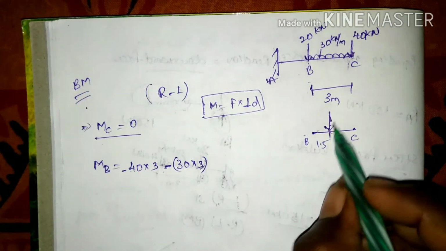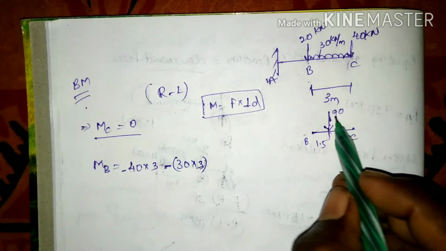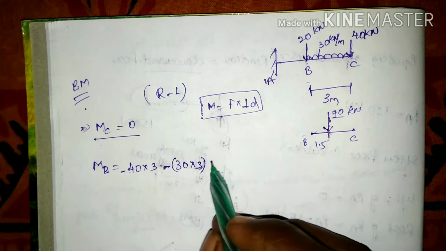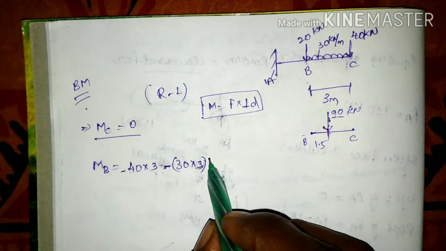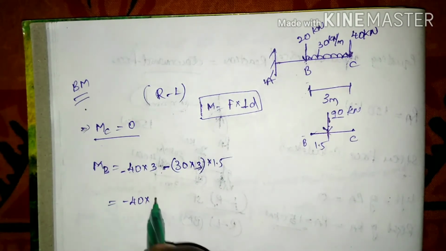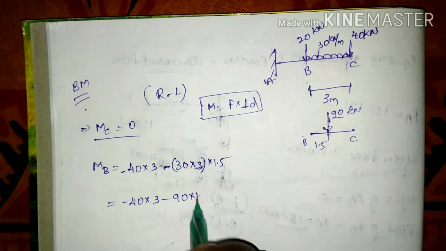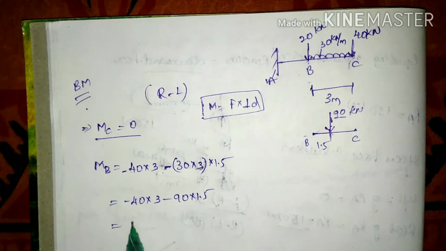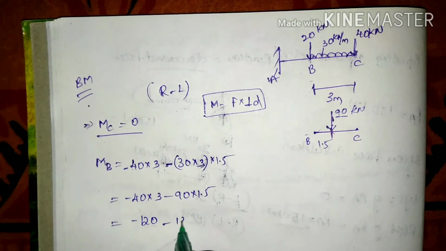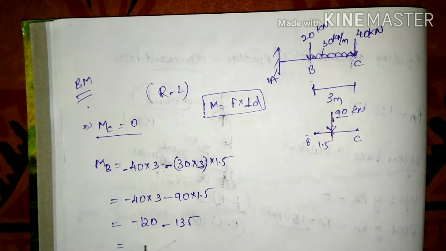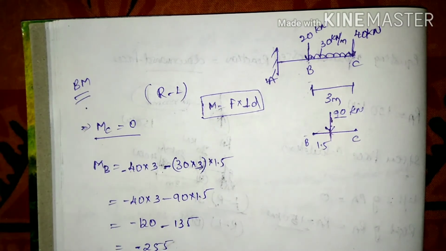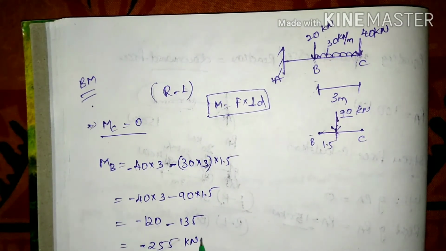When it is converted, it is going to be 90 kilonewtons, taking the moment from the midspan of the 3 meters, that is 1.5. Minus 40 into 3 minus 90 into 1.5, that gives rise to minus 120 minus 135, that gives rise to minus 255 kilonewton into meter.